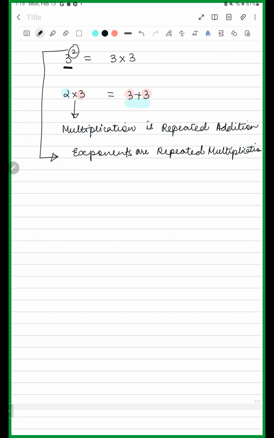Just like you can see in this case, 3 square is 3 into 3. Or in other words, if you want to multiply something by itself, let's say 4 into 4 into 4, instead of writing it so many times, or let's say 2 more times, you can just say 4 to the power 5. Understood? Yeah. Okay.